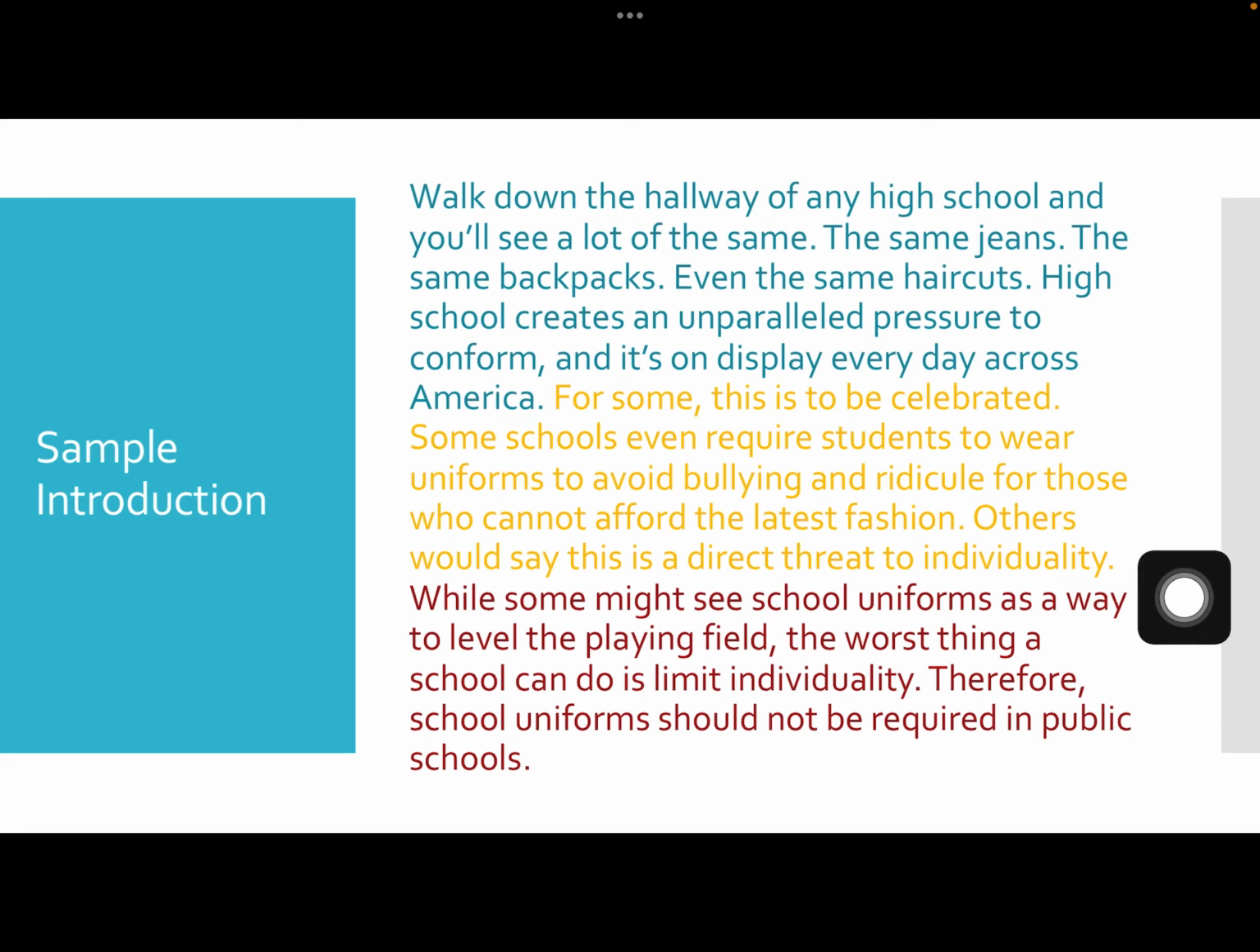Then I have my thesis statement. So this is where I have my they say and my I say. "While some might see school uniforms as a way to level the playing field, the worst thing a school can do is limit individuality. Therefore, school uniforms should not be required in public schools." This part right here, these last few lines, starting with "the worst thing a school can do," that is where I'm stating my opinion that school uniforms should not be required. But before that, where it says, "while some might see school uniforms as a way to level the playing field," that's where I've acknowledged what someone who disagrees with me might say.